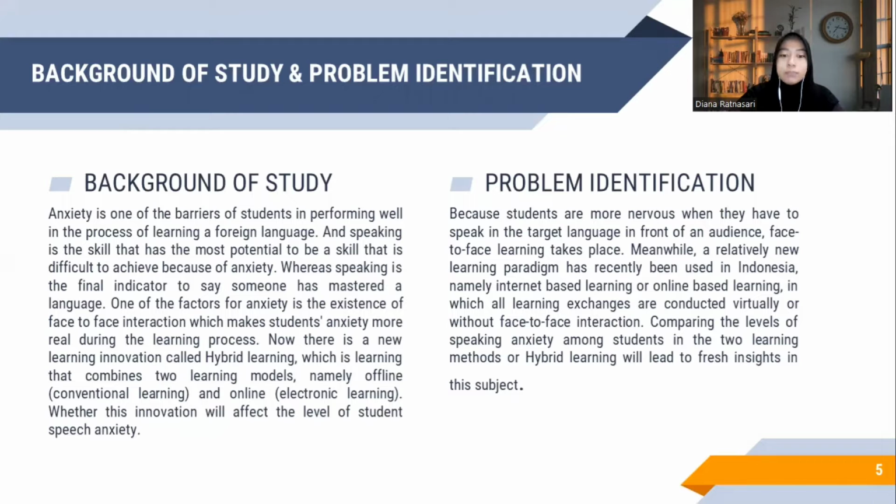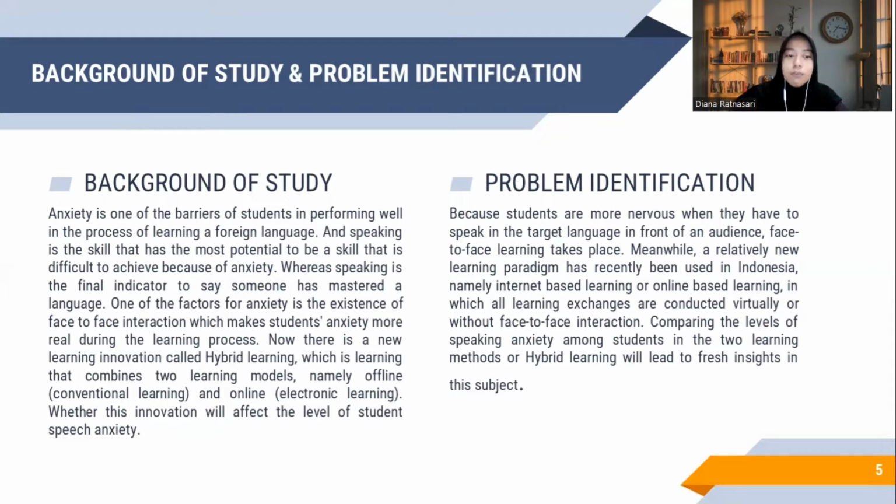Student speaking anxiety is influenced by various factors that trigger this anxiety in the learning process. In addition to occurring when students have to perform orally in front of the public, speaking anxiety also often occurs in the learning process. So this is the problem identification. I identify that students mostly feel anxious when they have to talk in public or have a conversation with someone else.